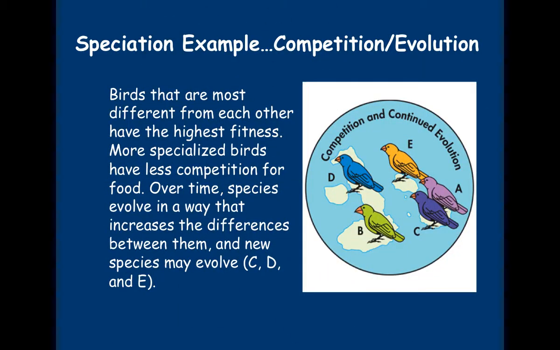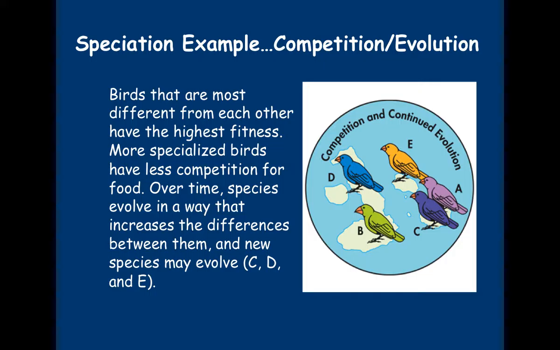Birds that are different from each other have the highest fitness. The more specialized birds have less competition for food. Over time, species evolve in a way that increases the differences between them, and new species may evolve. So you get species C, species D, and even species E. They compete with each other, and the ones with the best traits go ahead and survive.